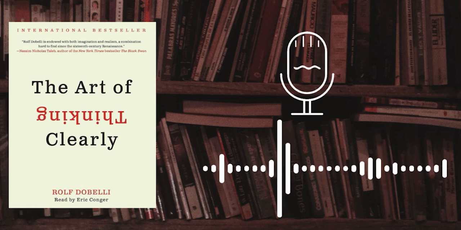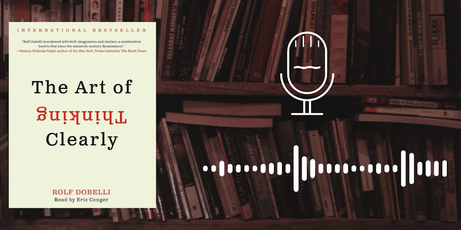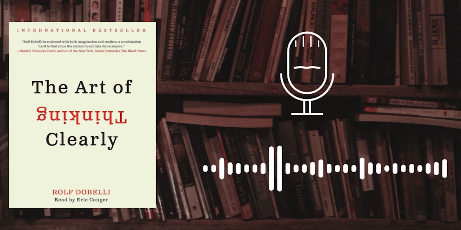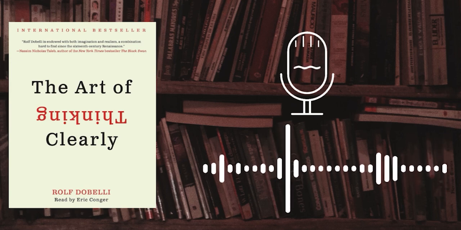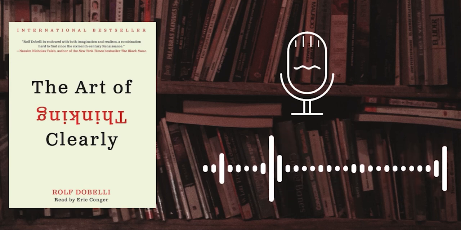Effort justification. Effort justification is the tendency to attribute greater value to outcomes that require more effort. This can lead to overvaluing difficult tasks. Understanding effort justification helps us evaluate outcomes more objectively.